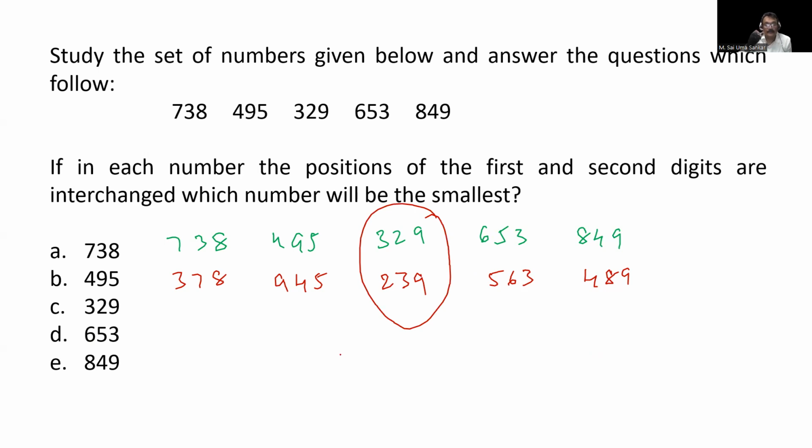So what is the smallest number? 239. Now, what is the condition if the first and the second digits interchange? That means the first place is occupied by the second digit. So focus on the second digit only. What we request is the smallest. Of these numbers, which one is the smallest? That is equal to 2, 329, which is the required answer. That's it.